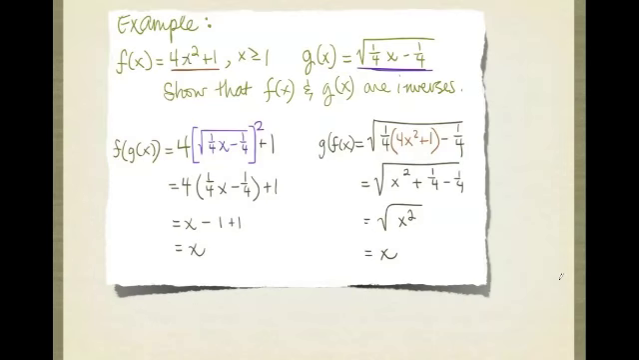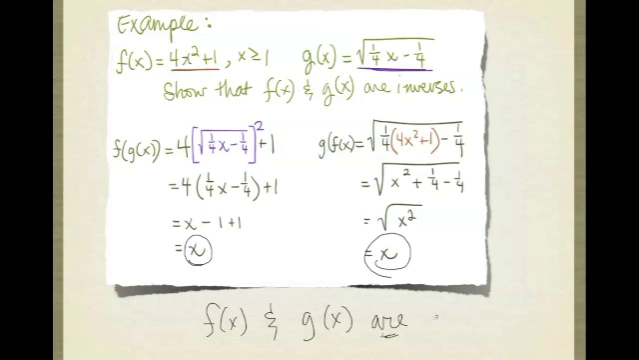Here's that example worked out. Notice that they both end up equaling x. So what that means is f of x and g of x are inverses.